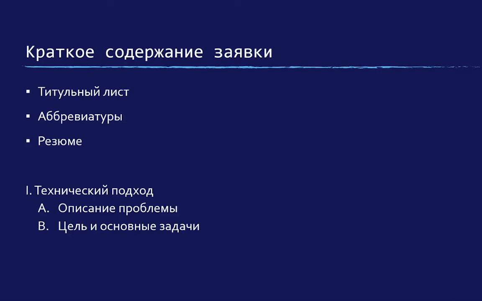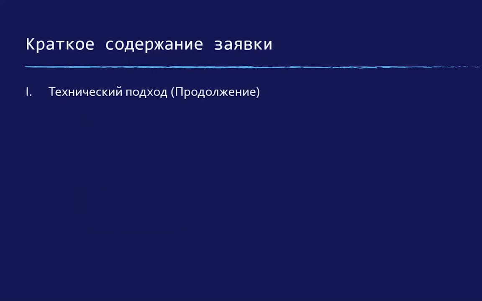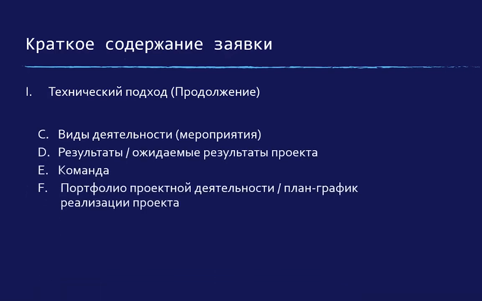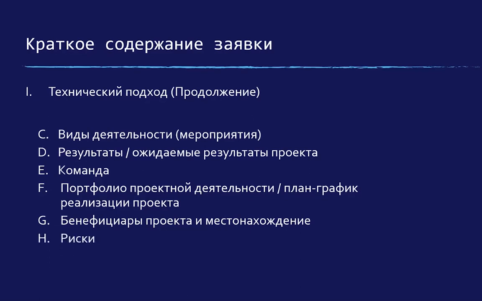And then the first section will be the technical approach, which will include the problem statement, purpose and main objectives. It'll also include the project activities, project results and deliverables, your team, your timelines, who's going to benefit from your project, the project risks, and project sustainability, meaning how will the project continue long after the funding has dried up? Okay, here we go. This is going to be a little bit taxing, but just bear with it, I promise you.